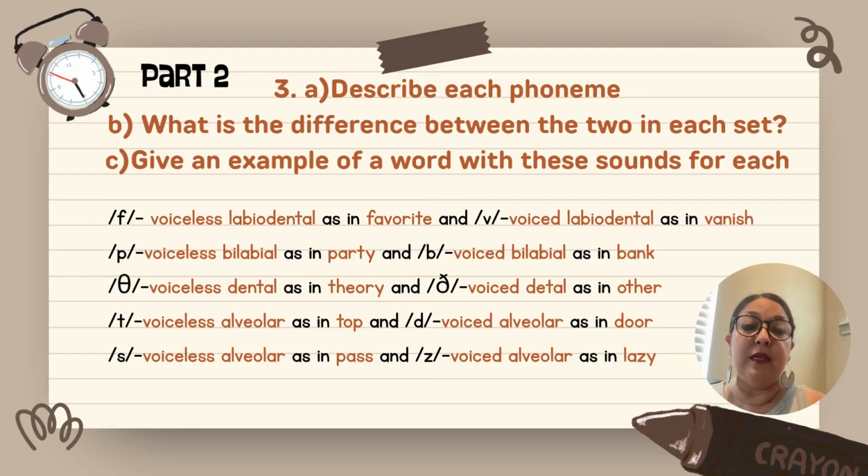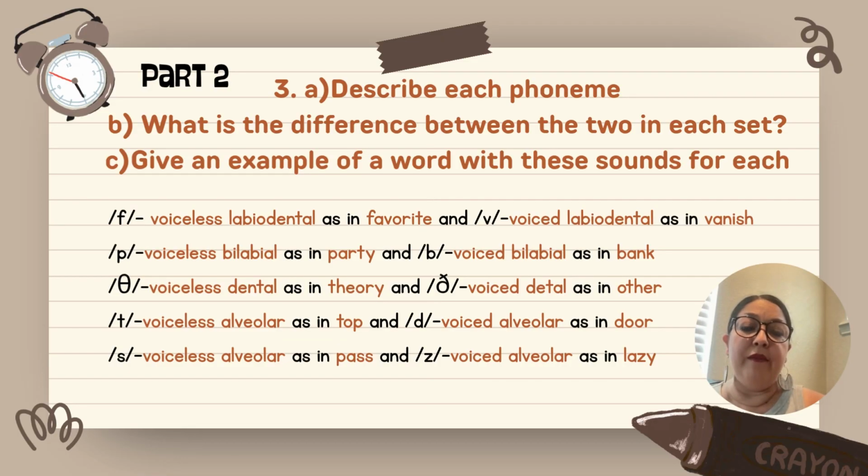Then the next two symbols represent different TH sounds, and these are also both fricatives. The theta symbol, the long O with the line across, is the soft TH sound, which is a voiceless dental, as in the word theory. And then we have that funny backward six symbol, and this is a hard TH sound, which is a voiced dental, as in other.